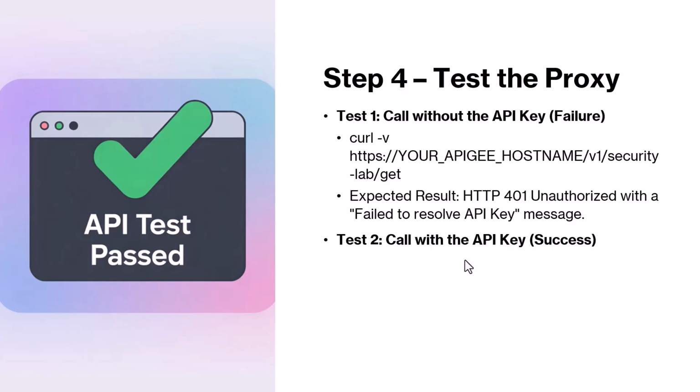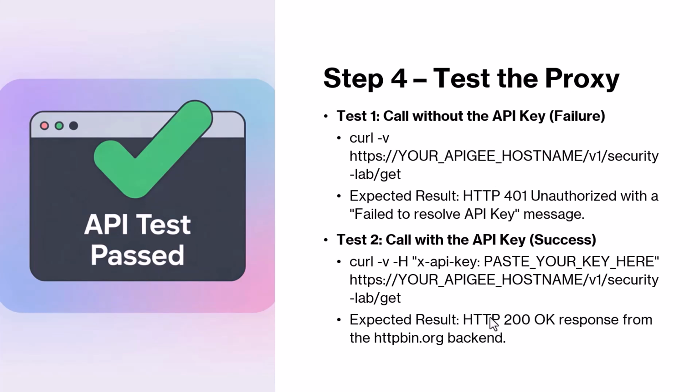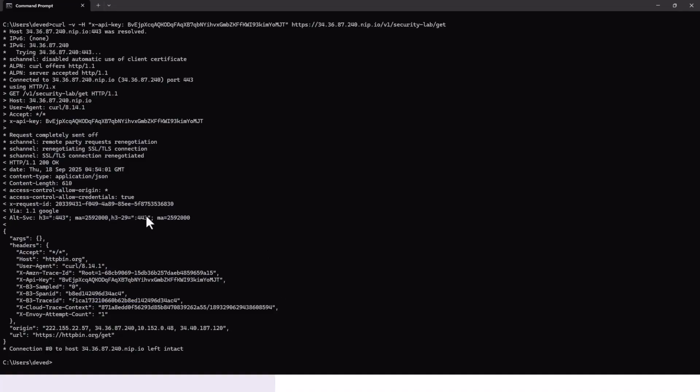Okay. Now the next one will be with the API key. Test 2, call with API key, which should be a success, and this will be just slightly modified. Curl it again, verbose. This is the header, X API key. Now paste your API key here and your Apigee hostname with the full URL there. It is the same as in the first case, this URL part, and you should get an expected result of 200 OK response. So let's go back to our command prompt and see the result ourselves. So I have executed this command, and you can see here HTTP 1.1 200 OK result.